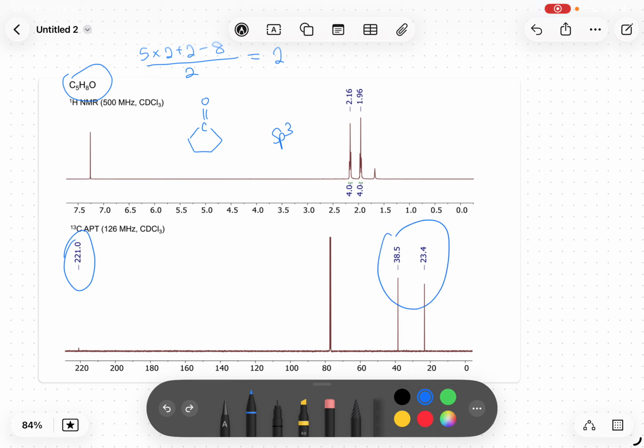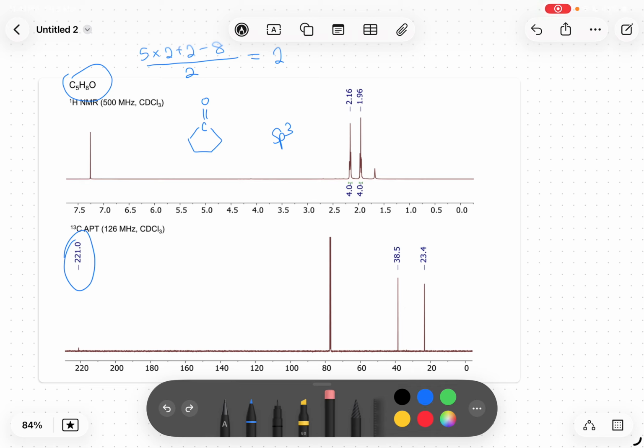And the other 2 will simply be the pair of carbon here and the pair of carbon here. You usually don't integrate the 13C NMR spectrum because it is really difficult to do that, so we don't know their integration, but we know that there are only 2 peaks here, so they have to be this pair and this pair.